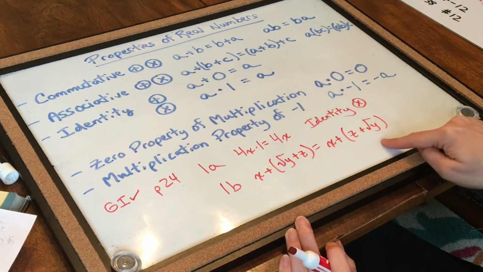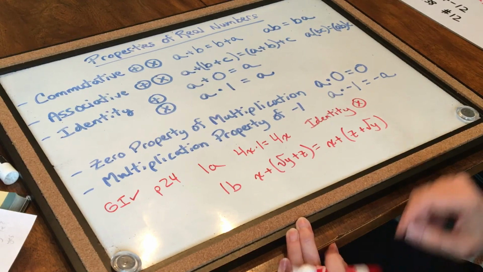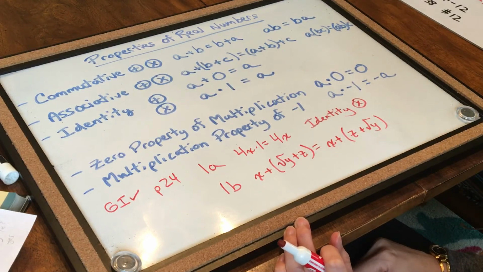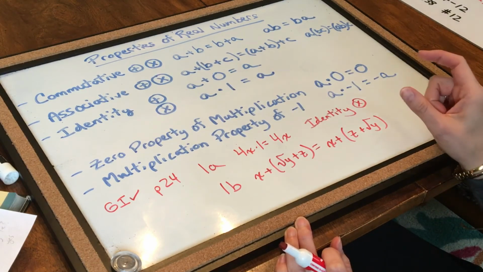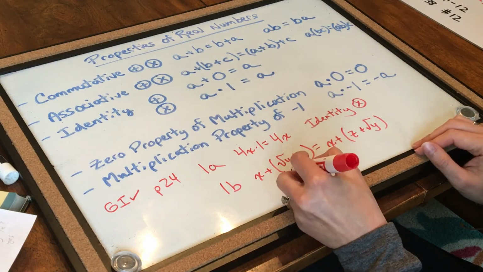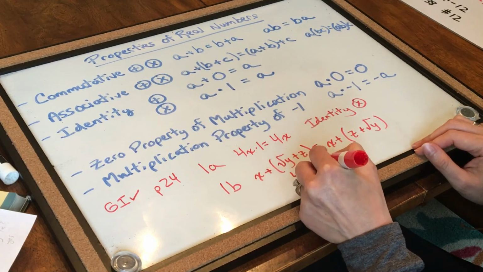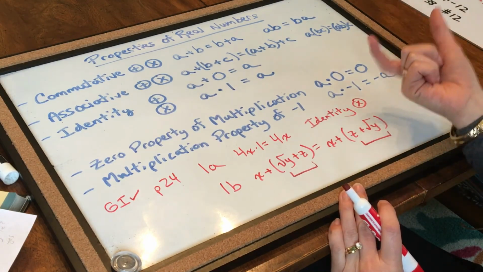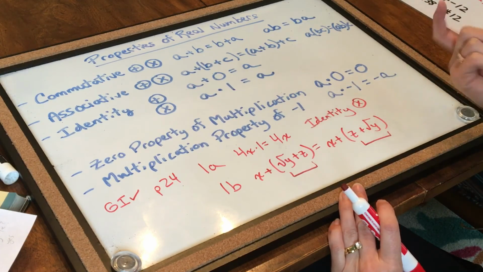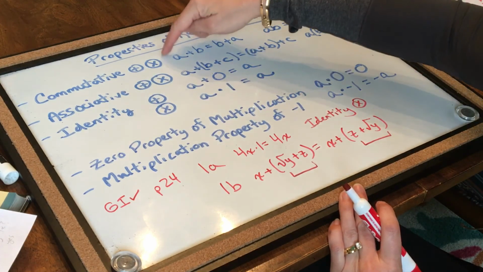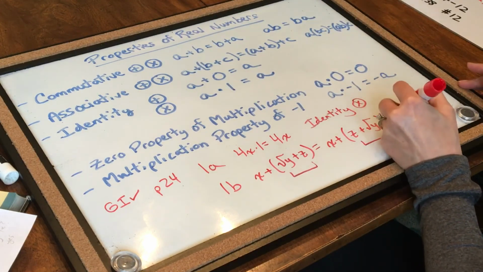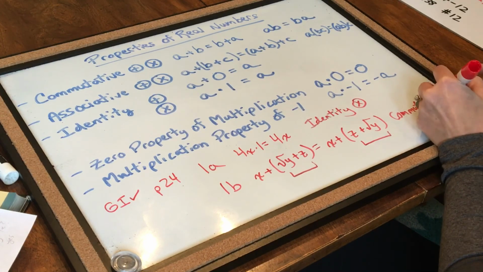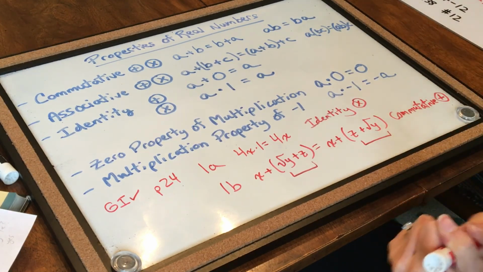Okay, let's look at 1b. This one is a little bit trickier because we have addition, we have an order change, and we also have parentheses. In this case, it is the order change that makes the difference. In this parentheses, we have square root of y plus z, and in this parentheses, we have z plus the square root of y. So we're flip-flopping the order of the square root of y and z. And when we switch the order, that is commutative. So this one would be commutative property of addition.